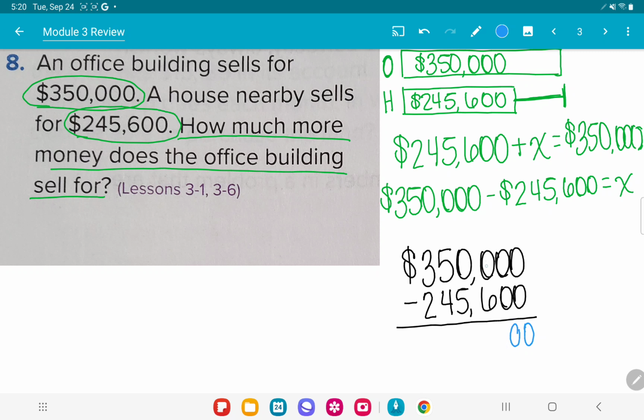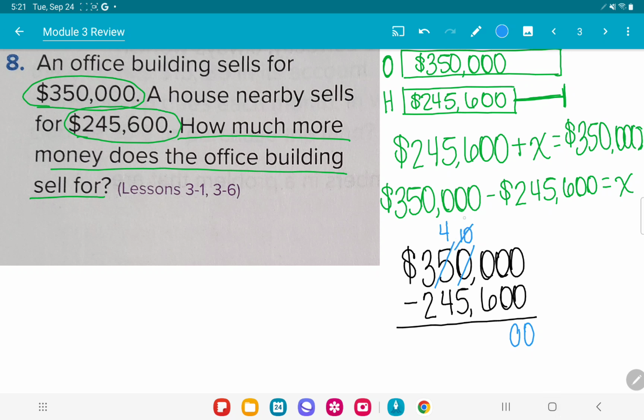When I get to my hundreds, I have 0 hundreds and I need to take away 6. I don't have 6 hundreds to take away, so I'm going to regroup. If I look to my thousands place, I don't have anything to regroup, so we're going to have to come all the way over to the 10,000s. I'm going to take one of my 10,000s, that leaves me with 4. And I'll regroup it over to my thousands. I know that it takes 10 thousands to equal that one 10,000 that we regrouped. But that still doesn't help me in my hundreds place value.